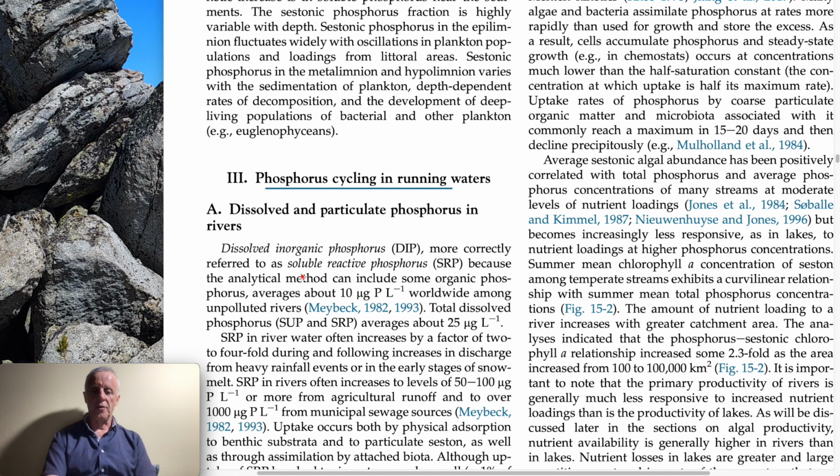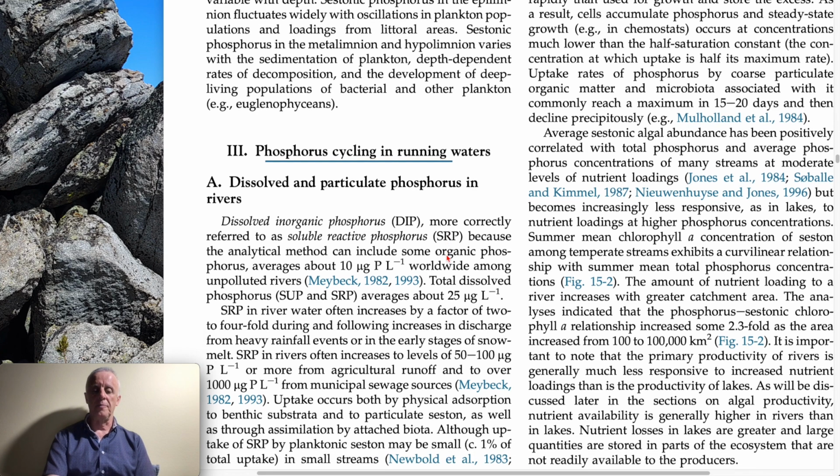Dissolved inorganic phosphorus, DIP, more correctly referred to as soluble reactive phosphorus, or SRP, because the analytical method can include some organic phosphorus, averages about 10 micrograms of phosphorus per liter worldwide among unpolluted rivers. Total dissolved phosphorus, SUP and SRP, averages about 25 micrograms per liter.